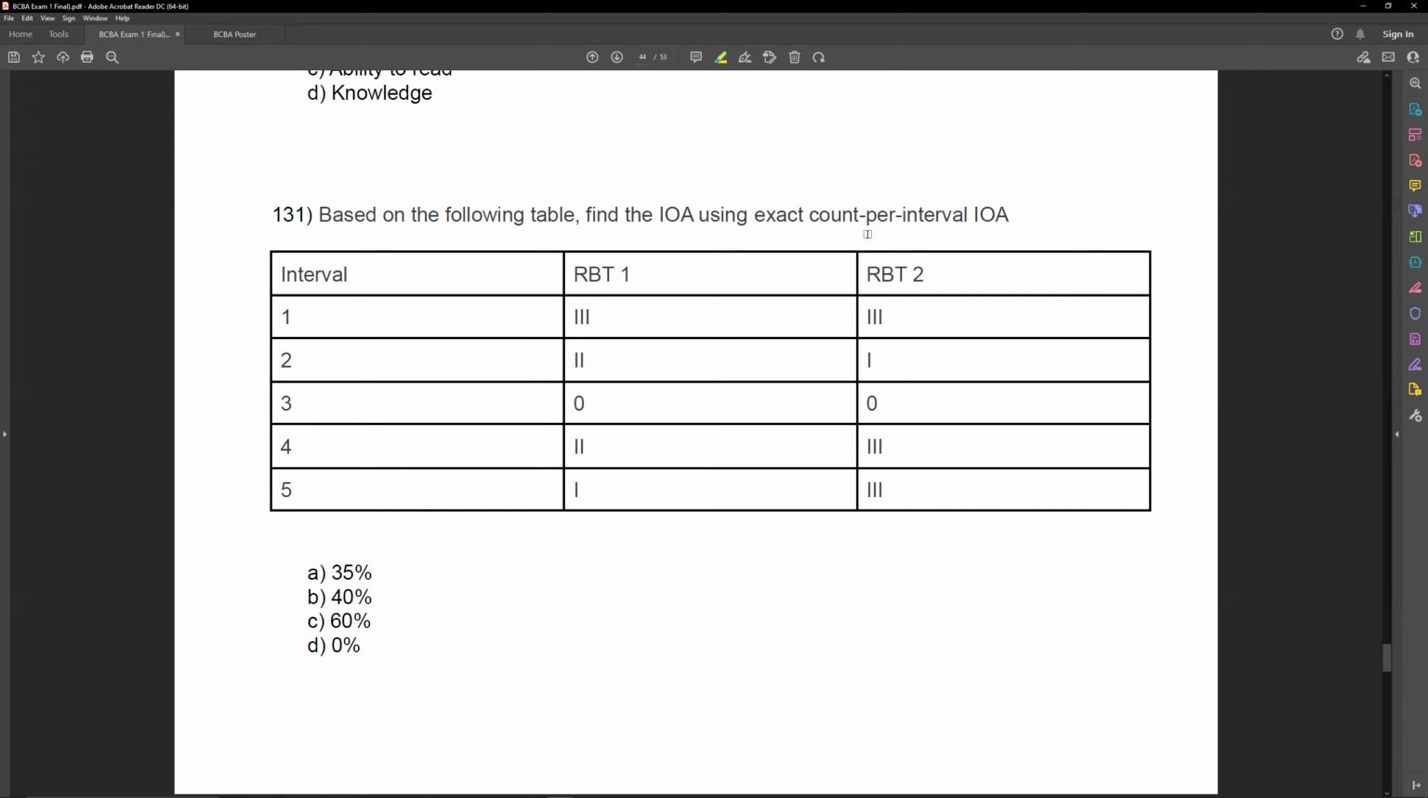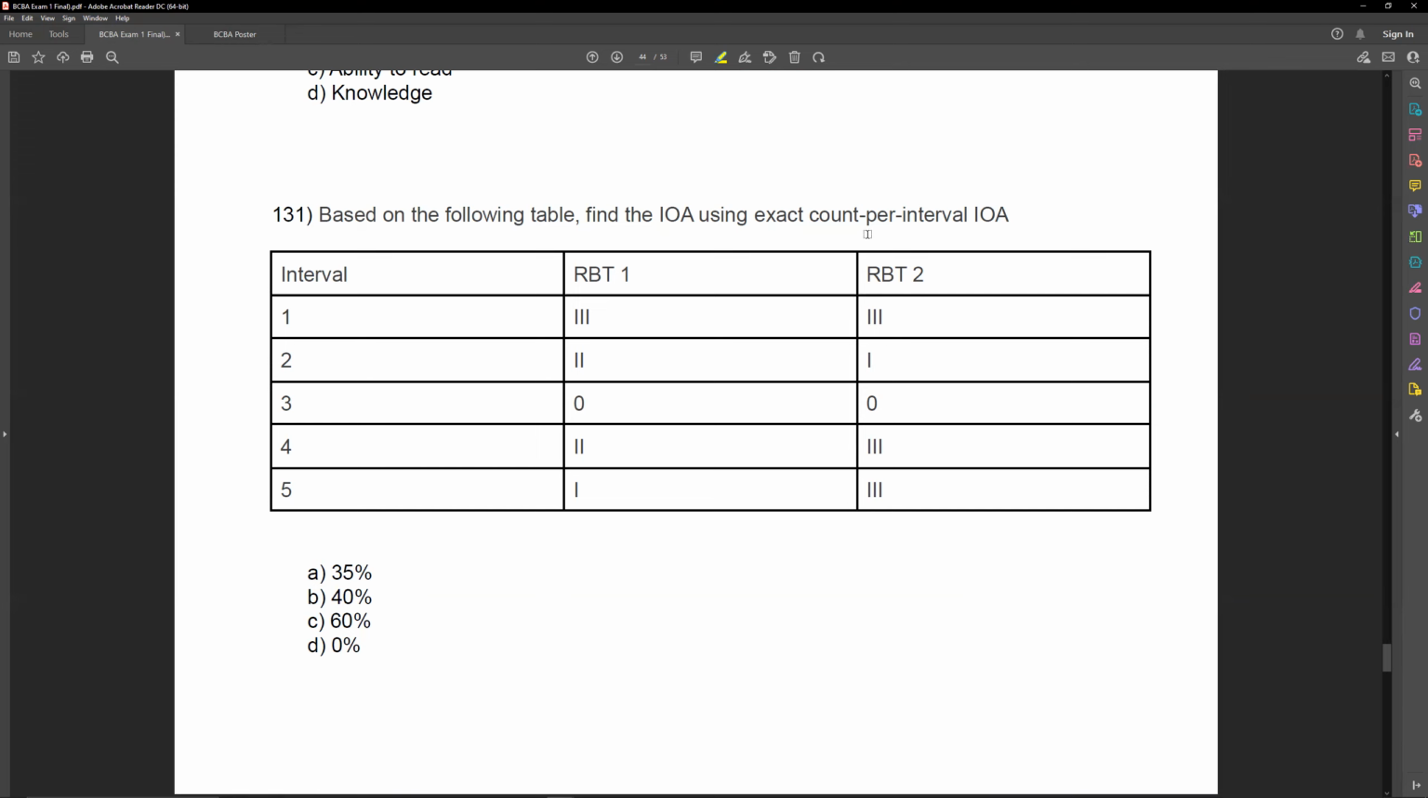We're going to look at all of our intervals. We're looking at 5 intervals, and we're going to find what intervals match the exact count. Meaning, for data points RBT1 and RBT2, which ones of their intervals match? Okay, so look, interval 1, RBT1, 3, RBT2, 3. These are exact counts. They're equal. That's what we're looking for. So how many intervals out of the 5 can we find that pattern?